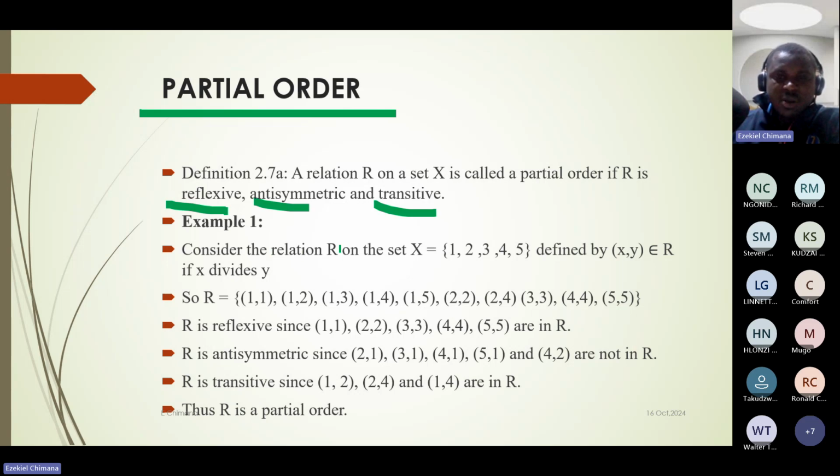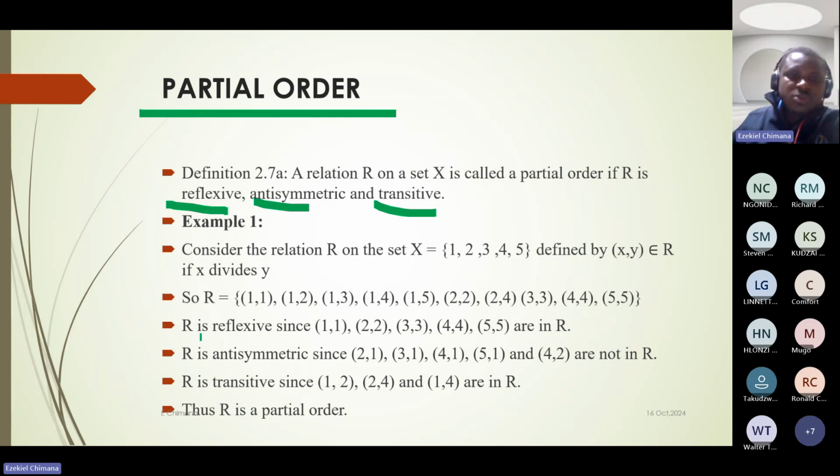So consider the relation R on set X {1, 2, 3, 4, 5}, defined by (X, Y) is an element of R if X divides Y. So if we've got this relation, whenever X divides into Y, which is we've got (1,1), (1,2), (1,3), (1,4), (1,5), (2,2), then (2,4), (3,3), and then (4,4), and then (5,5). Then we need to qualify, is R reflexive? Is R antisymmetric? Is R transitive? If it is true, then you can say that R is of partial order. So that's how you answer this.